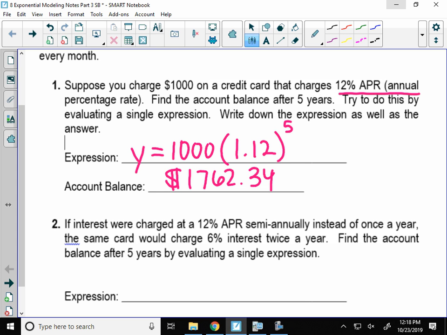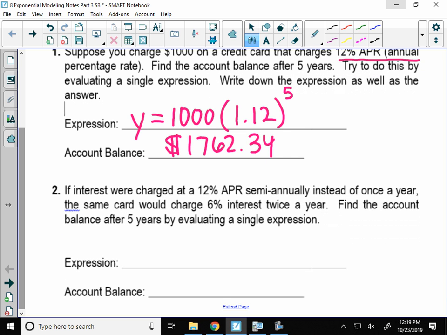Now, in the real world, the problem that we just did is set up to say that the credit card company charges you 12% interest one time during the year. So just once a year they charge you interest, and then the next year, 1 year later, they charge you interest. That's not how it really works. So this is a little bit more how it works.